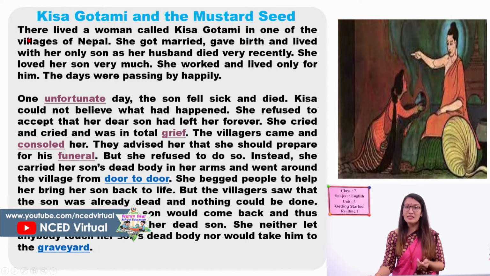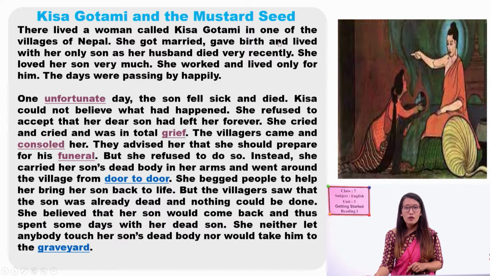So let's start. There lived a woman called Kisa Gotami in one of the villages of Nepal. She got married, gave birth and lived with her only son, and her husband died very recently. She loved her son very much. She worked and lived only for him. The days were passing by happily.